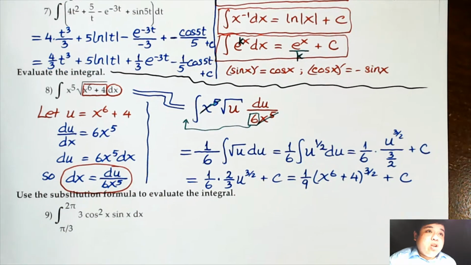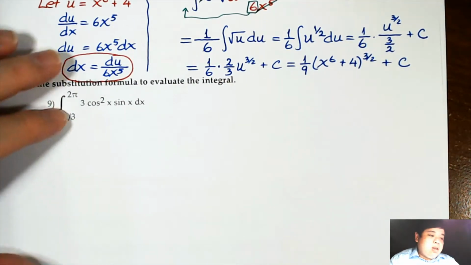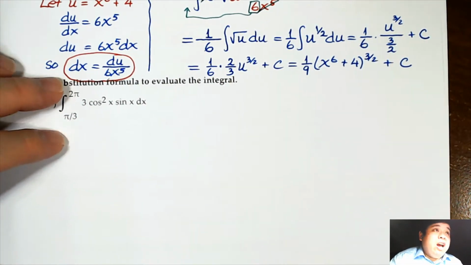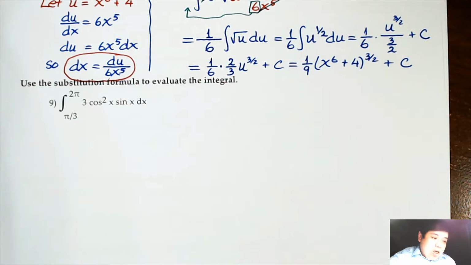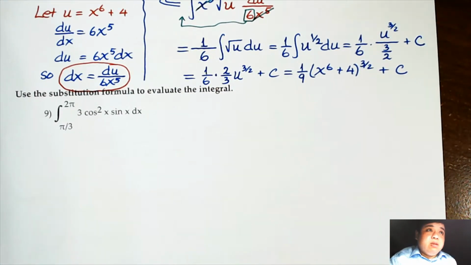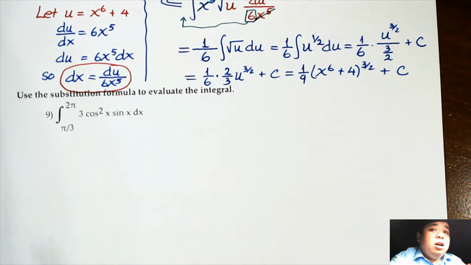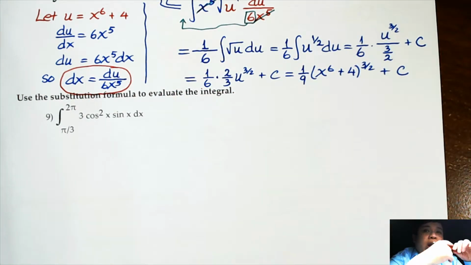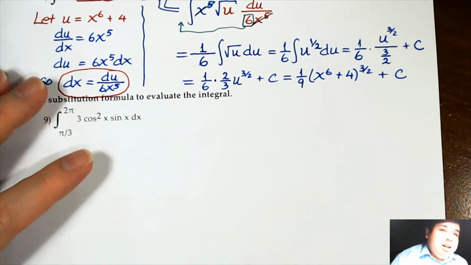Right. The next one is also substitution, but this is the definite integral. We have the limits. Right. So the substitution is the same way. Right. So we have cosine squared and sine. Usually for substitution, we let something equal to u, and then the rest of the problem resembles the derivative.